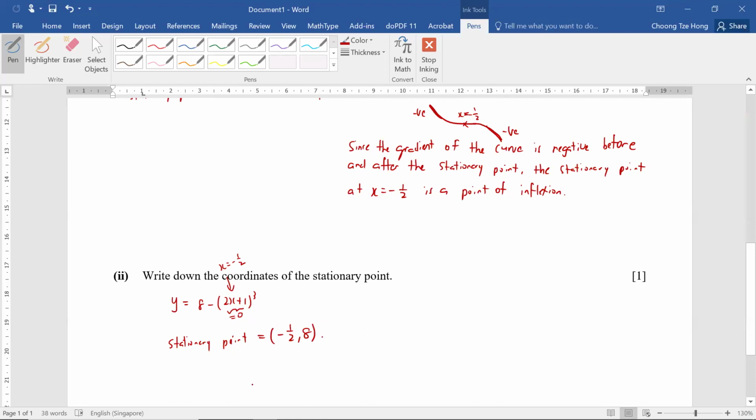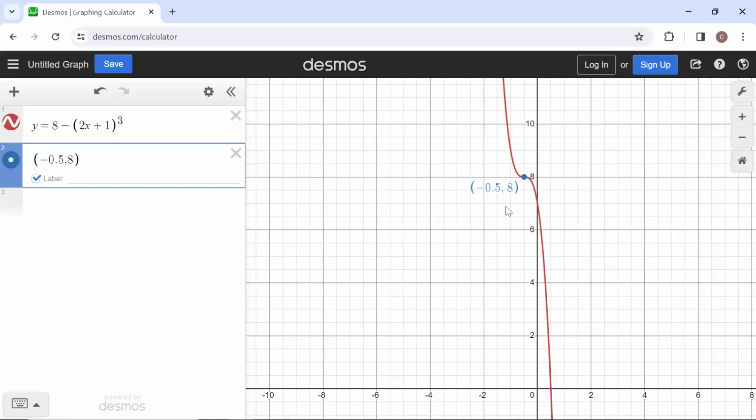I've actually plotted this one using Desmos, so we can go over and take a look. Over here, you can see how the curve looks like. So this is a point of inflection. Before the stationary point, (-half, 8), it is negative gradient. At the stationary point, it becomes flat for a while, and after that it becomes negative gradient again.